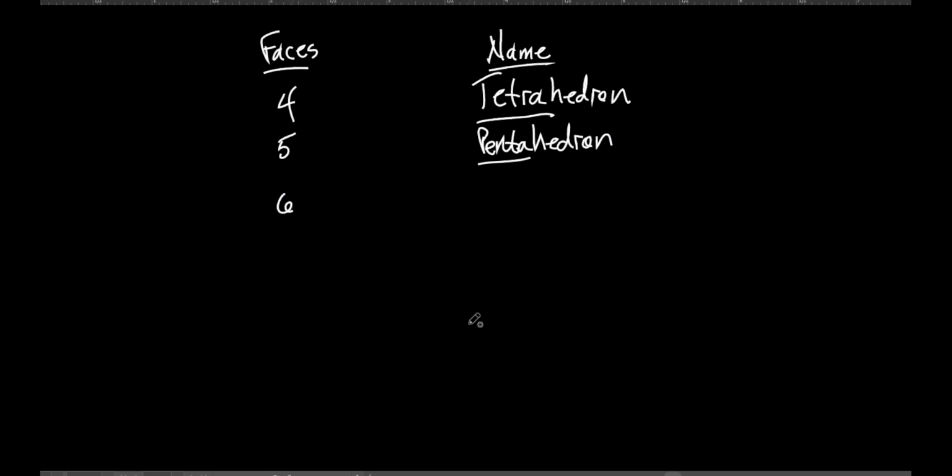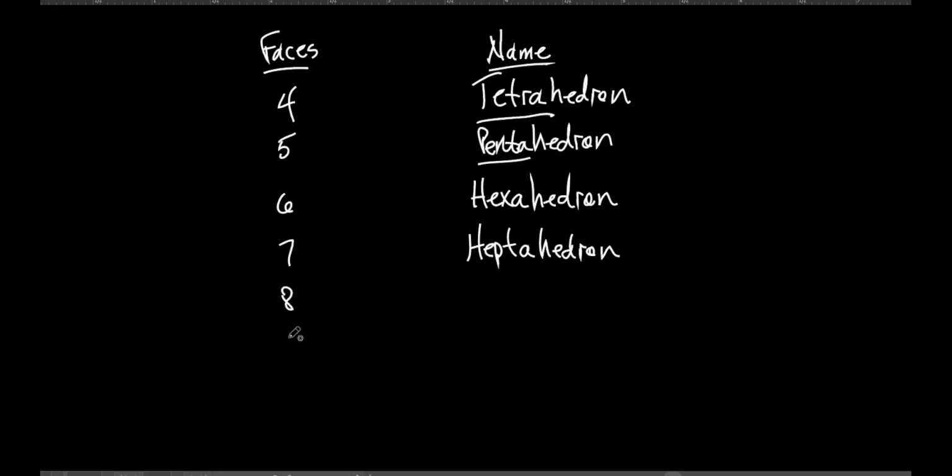What was the prefix for 6? Hexa. That's right. So it's not a hexagon, but a hexahedron. These are three-dimensional objects. It means it has 6 faces. I could count them up: 1, 2, 3, 4, 5, 6. What about 7? That's one you don't use too often, but it's hepta. Now 8 faces. Everybody should know that one. Octahedron.